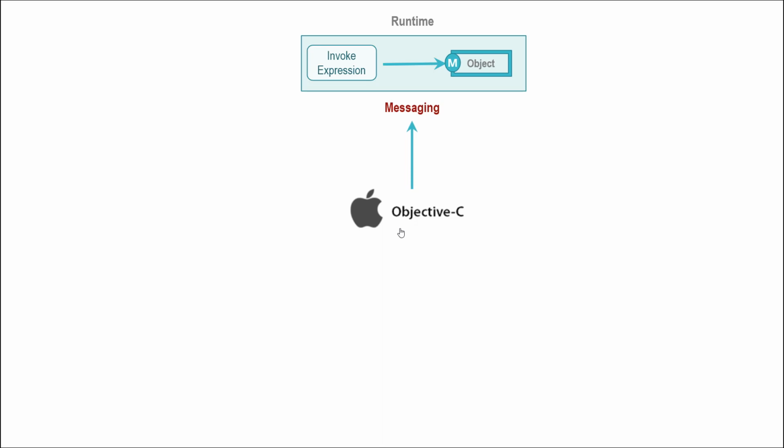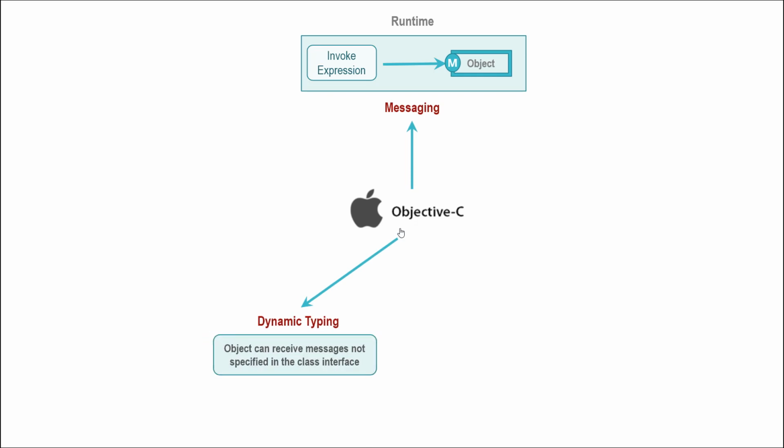Apart from this, Objective-C is equipped with dynamic typing. Here, an object can receive messages not specified in the class interface. For example, in other programming languages like Java, when you want to directly invoke a method in an object, definitely there should be a method present in the object that corresponds to the method you are trying to invoke. If you are trying to invoke a method that is not there in the object, during compile time, your program will throw an exception or error.